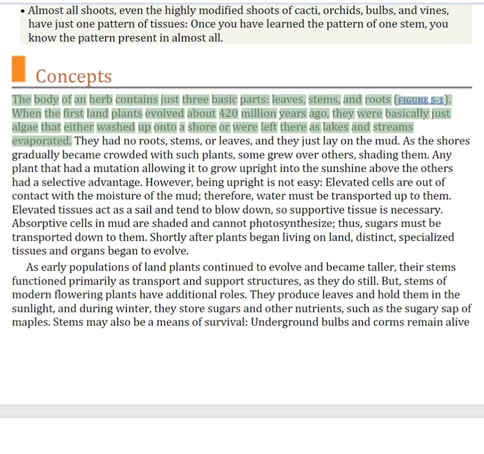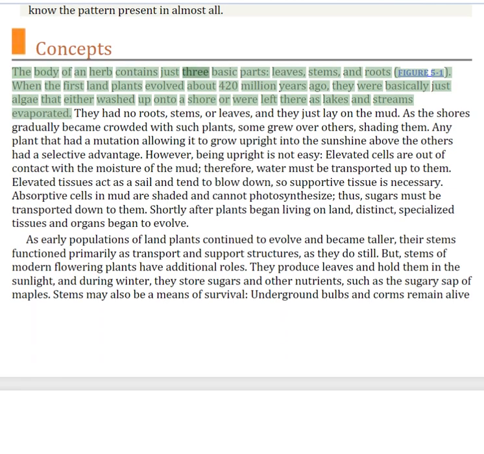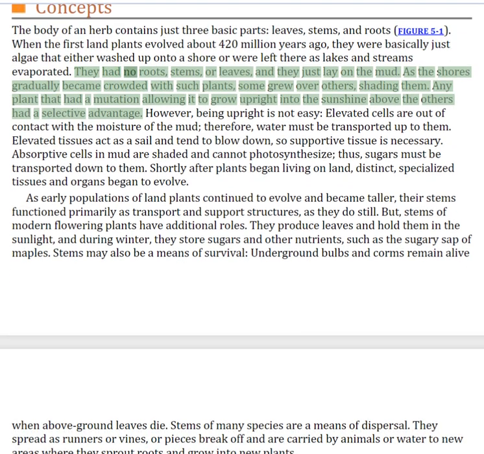Concepts. The body of an herb contains just 3 basic parts: leaves, stems, and roots. When the first land plants evolved about 420 million years ago, they were basically just algae that either washed up onto a shore or were left there as lakes and streams evaporated. They had no roots, stems, or leaves, and they just lay on the mud.